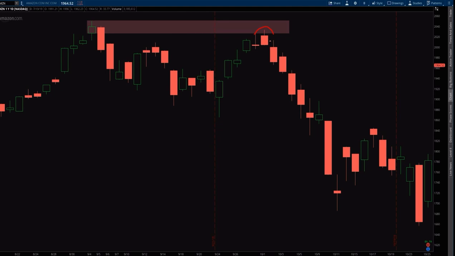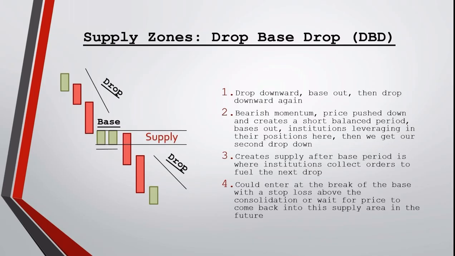And the only way to validate and confirm these zones is only if we get a basing candle followed by a nice strong move to the downside, right? So here's another candlestick and a chart pattern that I look for, but this is for supply zones.